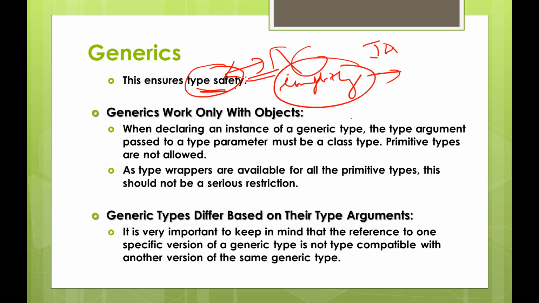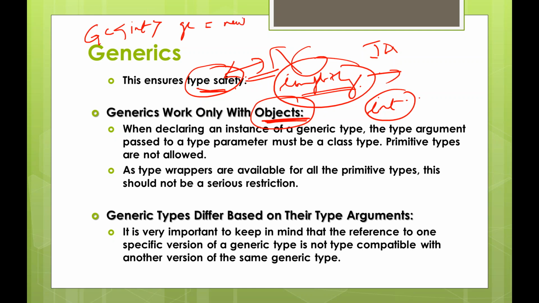As I mentioned while explaining, generics work only with objects. We are only talking about objects. It won't work with primitive types. For example, if you want to create a generic class of int, gc is equal to new generic class of 10, this will not work because this is a primitive data type, and boxing and auto boxing will not happen for the type itself.